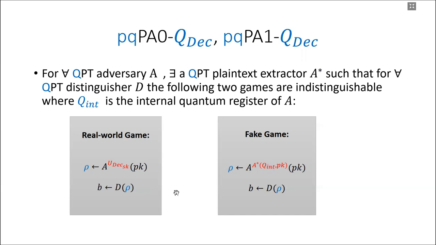PA0 and PA1 with the quantum decryption queries are similar. The only difference is that the adversary has quantum access to the decryption oracle, and A star has to simulate the quantum decryption queries. So here is the standard implementation of the decryption oracle.